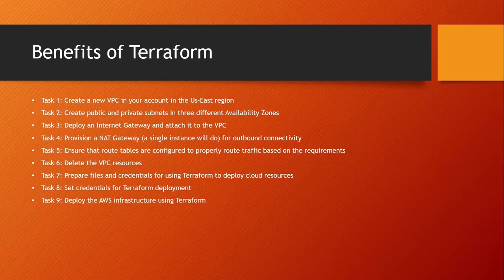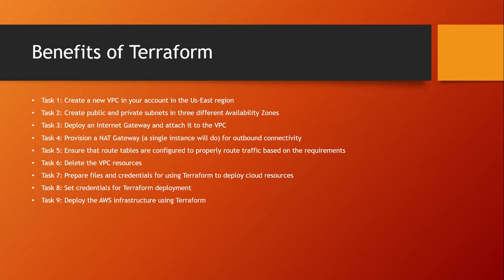Task number one is to create a new VPC in your account in the US East region. Task number two is to create public and private subnets in three different availability zones. Task number three, deploy an internet gateway and attach it to the VPC. Task number four is to provision a NAT gateway, which is a single instance. I'm not using a NAT gateway for all three availability zones for outbound connectivity. And task number five, ensure that route tables are configured to properly route traffic based on their requirements.